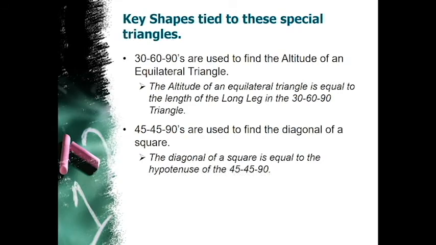There are some key shapes that are tied to these special right triangles. We will be using them quite often when we get into our area unit and volume unit for finding the altitudes of an equilateral triangle. The altitude of an equilateral triangle is equal to the length of the long leg in a 30, 60, 90 triangle. And then 45, 45, 90s are used to find the diagonal of a square. The diagonal of a square is equal to the hypotenuse of the 45, 45, 90 triangle.